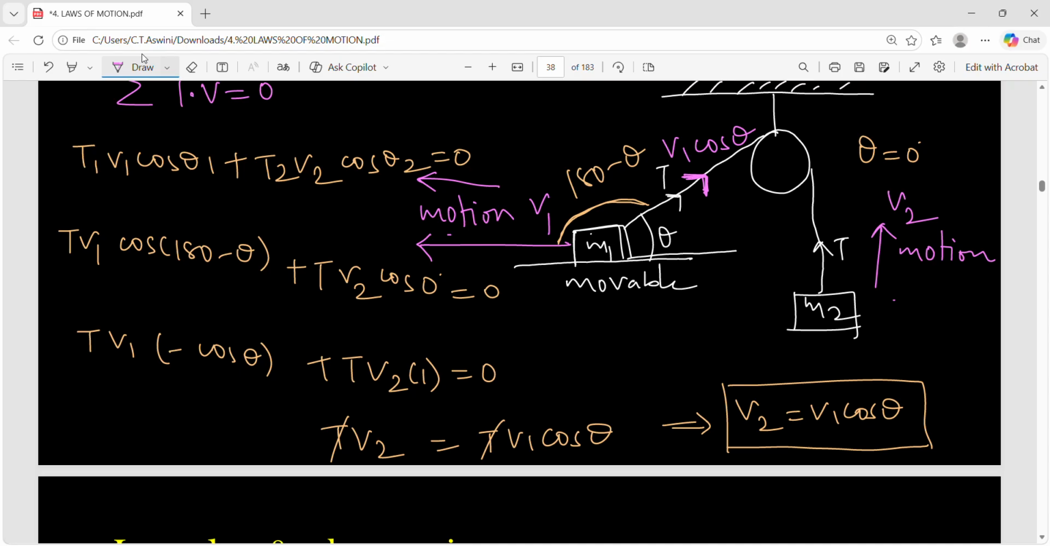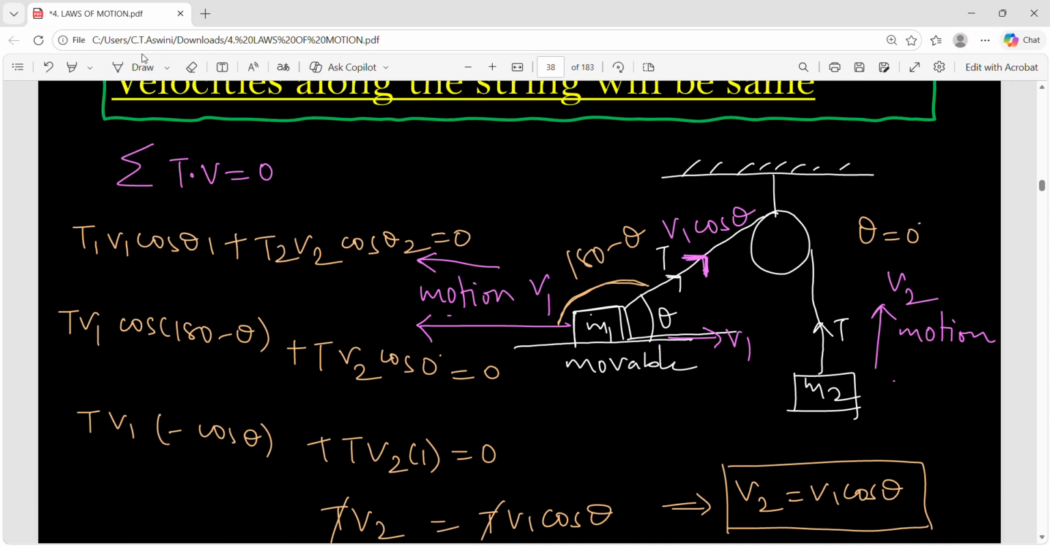Fine. Or else you can do one thing, you know this angle, right? Theta. If you reverse this V1, what will you get here? It will be plus V1. Then the adjacent side is V1 cos theta. That is also fine. If not, minus V1 cos of 180 minus theta. Then also you'll get V1 cos theta. So now if you see, velocities along the string will be equal. That is what we kept as the heading. And here is the proof.